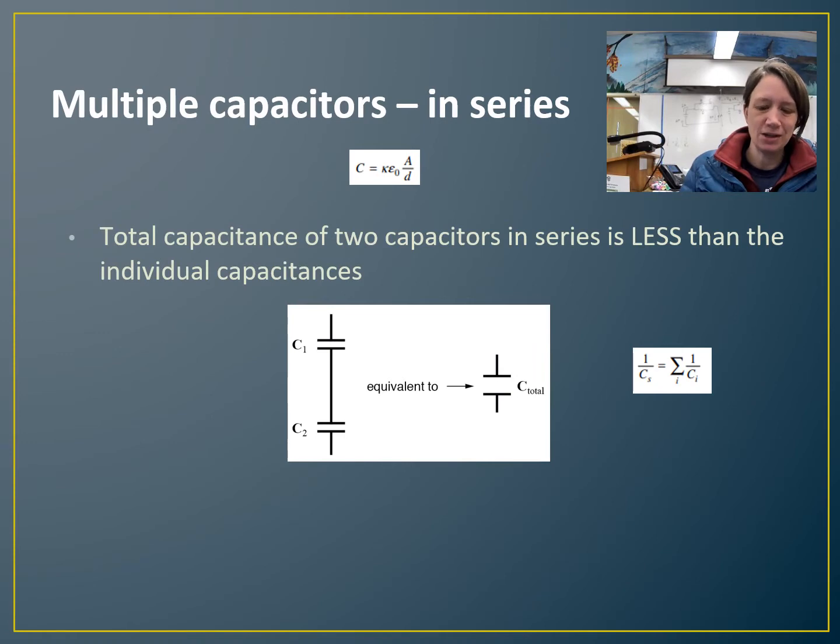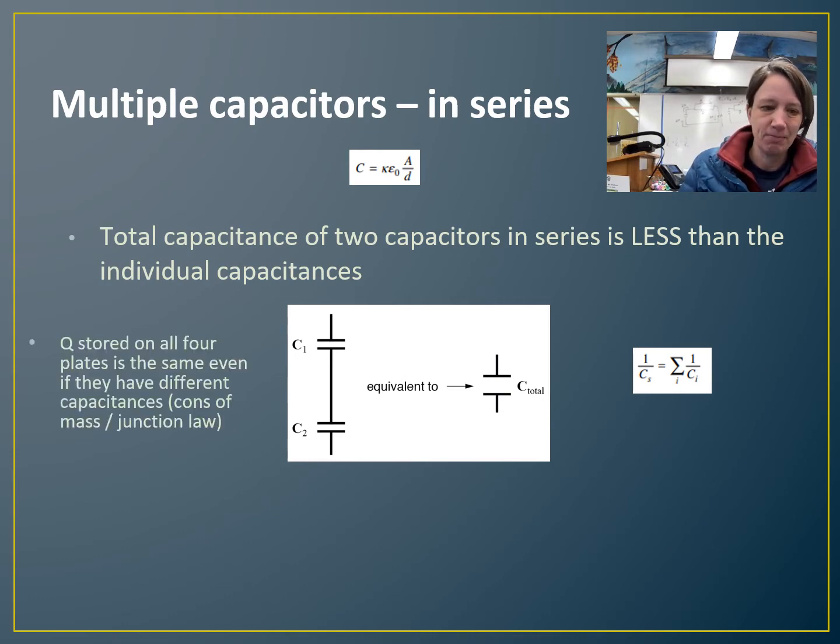The equation to calculate capacitance in series is 1 over the total capacitance in series equals 1 over C1 plus 1 over C2 plus 1 over C3, etc. So if you have a bunch of capacitors stacked up in series, you add the reciprocals, and then you take the reciprocal of the solution to get the total capacitance in series. One note about this is really important. Kirchhoff's laws work for capacitors as well.